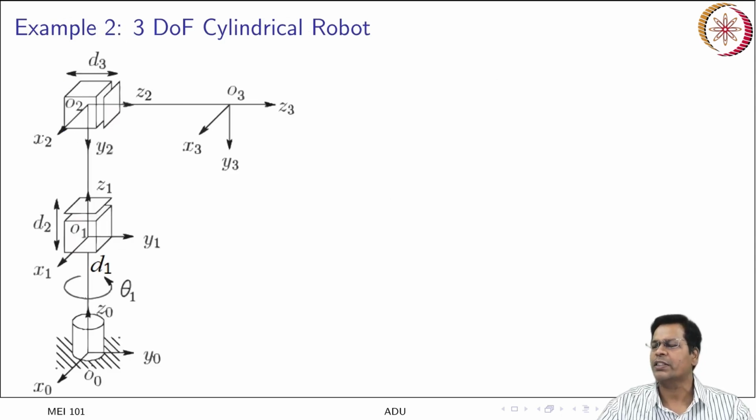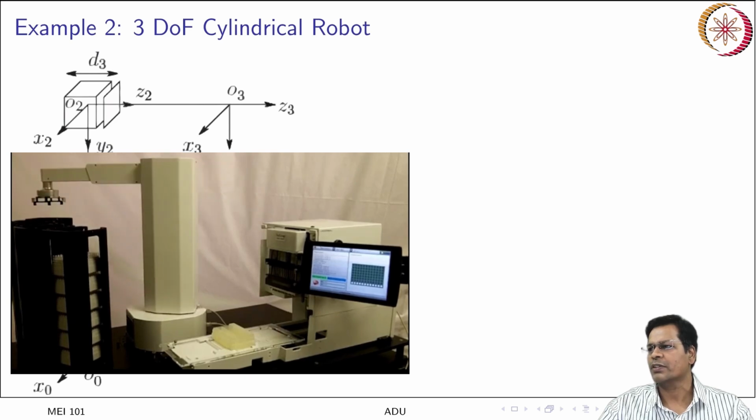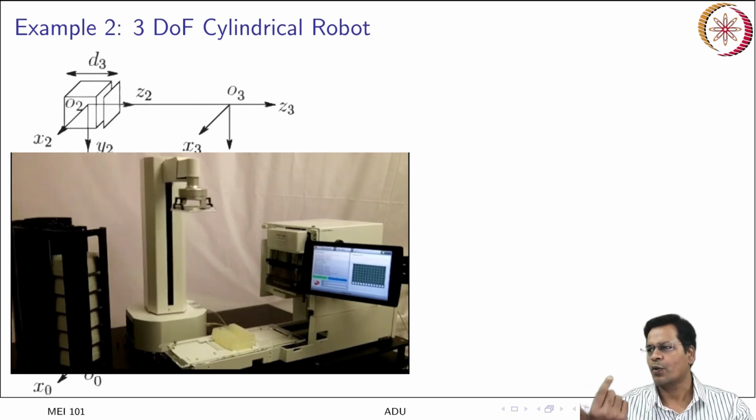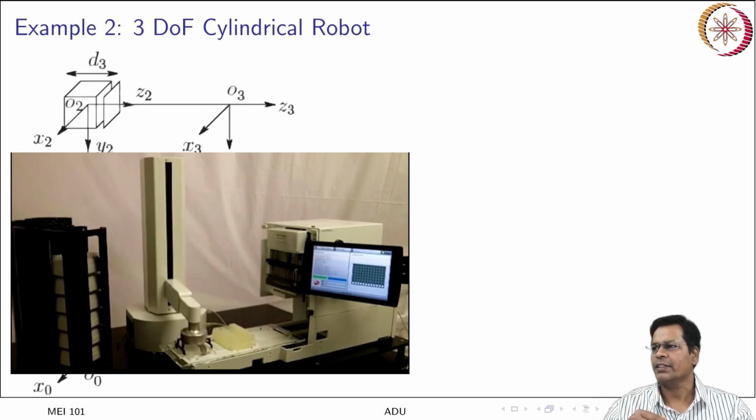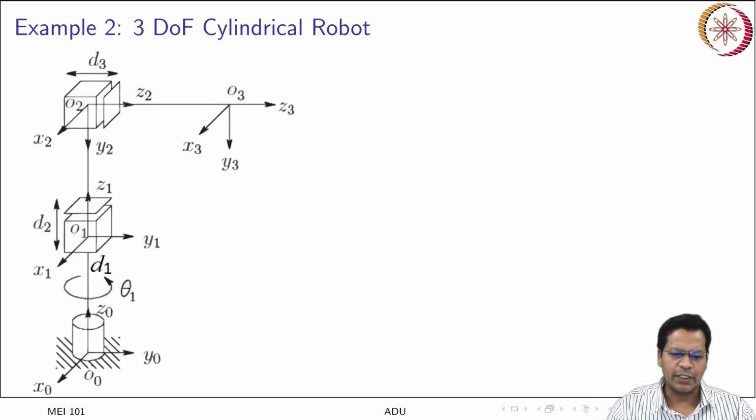So here is one 3 degree of freedom cylindrical robot. Let me show you a small video to make you recall how it works. You see the arm which is horizontal to the ground can extend its length, and it can rotate about a vertical axis. Let us quickly do this one.